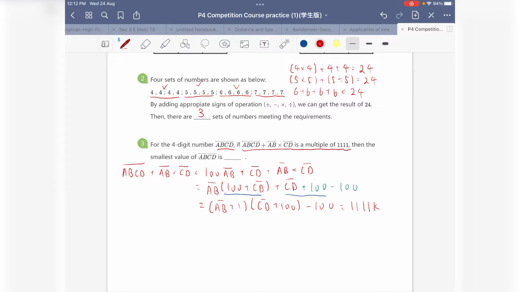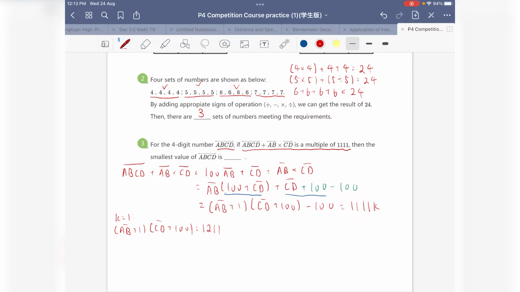Now, let's look at this a little bit more carefully, shall we? Let's try to iterate through the cases this time. Maybe k is equal to 1. What happens when k is equal to 1? When k is equal to 1, we get 1111 plus 100 as AB plus 1 times CD plus 100. So over here, we have AB plus 1 times CD plus 100 being equal to 1211.